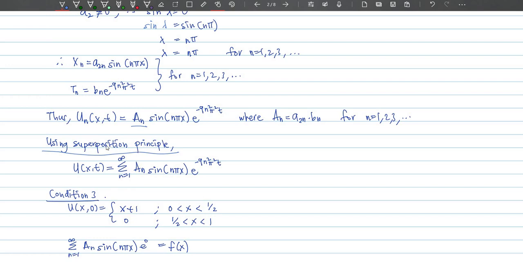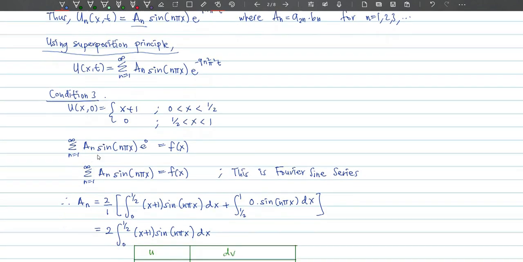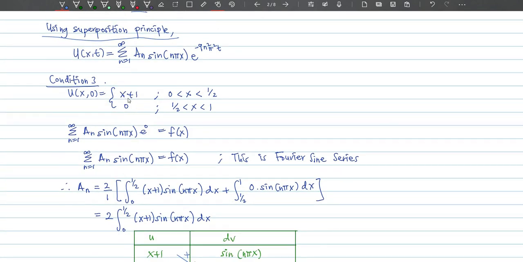And the third condition, which is the last one: u(x,0) is equal to x plus 1 when x is between 0 to half, and 0 when x is between half to 1. So u(x,0) means we need to substitute t equal to 0. Hence we have the summation n from 1 to infinity a_n sin(nπx). Substitute 0 here in t, so we have exponent 0 equal to f(x). Remember, exponent 0 is equal to 1. Anything to the power of 0 would be equal to 1.